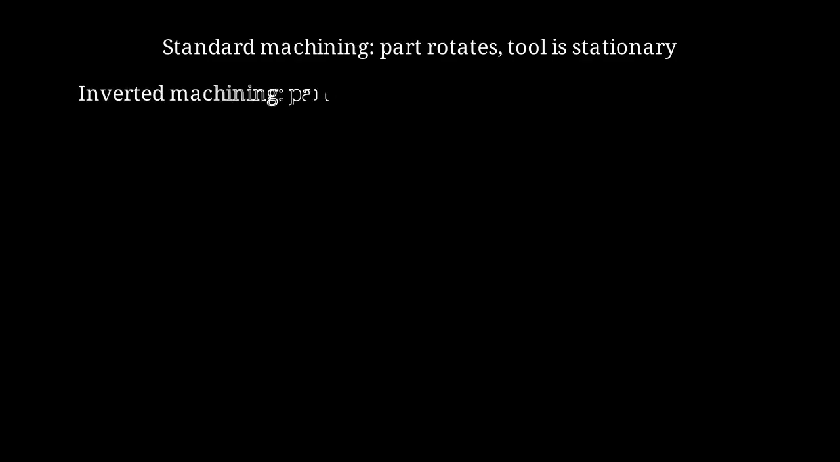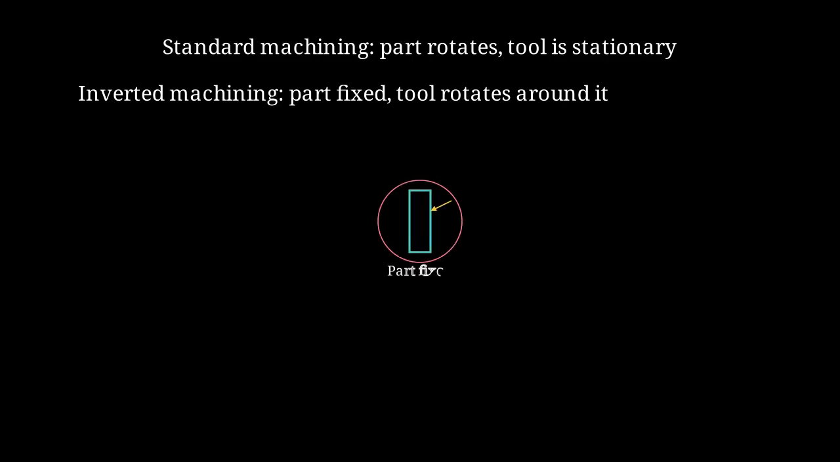Another powerful inversion is to immobilize the part and move the environment instead. In standard machining like a lathe, the part rotates while the cutting tool remains relatively stationary. In inverted machining, we fix the part and rotate the tool or cutting head around it. The part remains fixed in the center while the tool orbits around it in a circular path, performing the cutting operation.